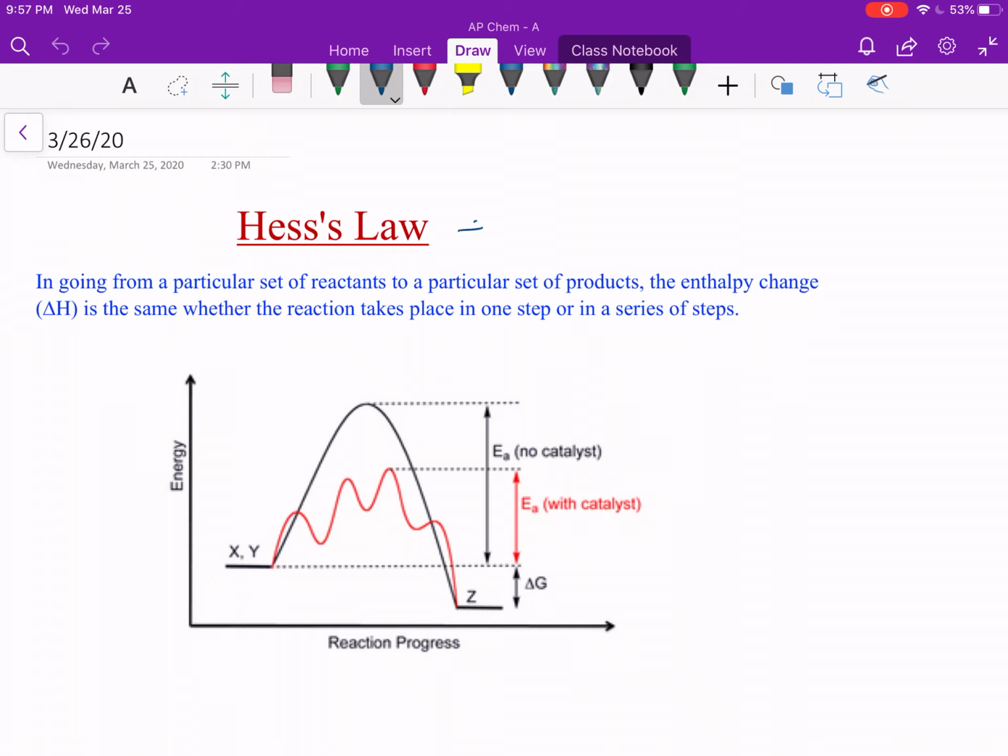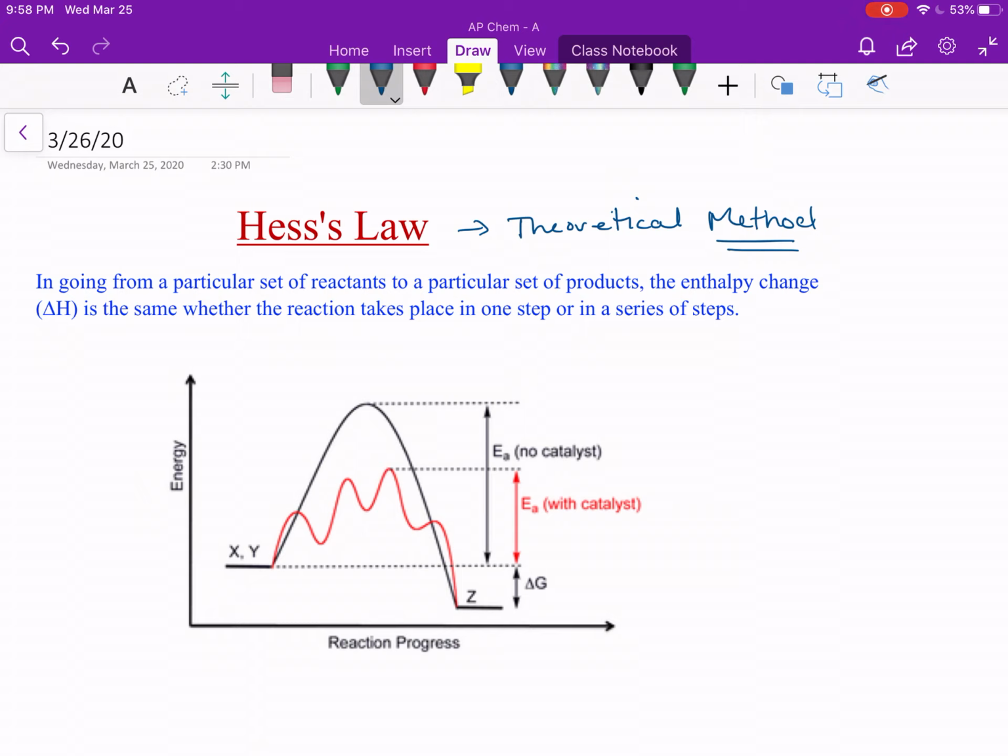Now, Hess's law is a theoretical method, right? And so it requires some prior knowledge of different types of chemical reactions, but we'll take a look at that. So what is Hess's law, right?